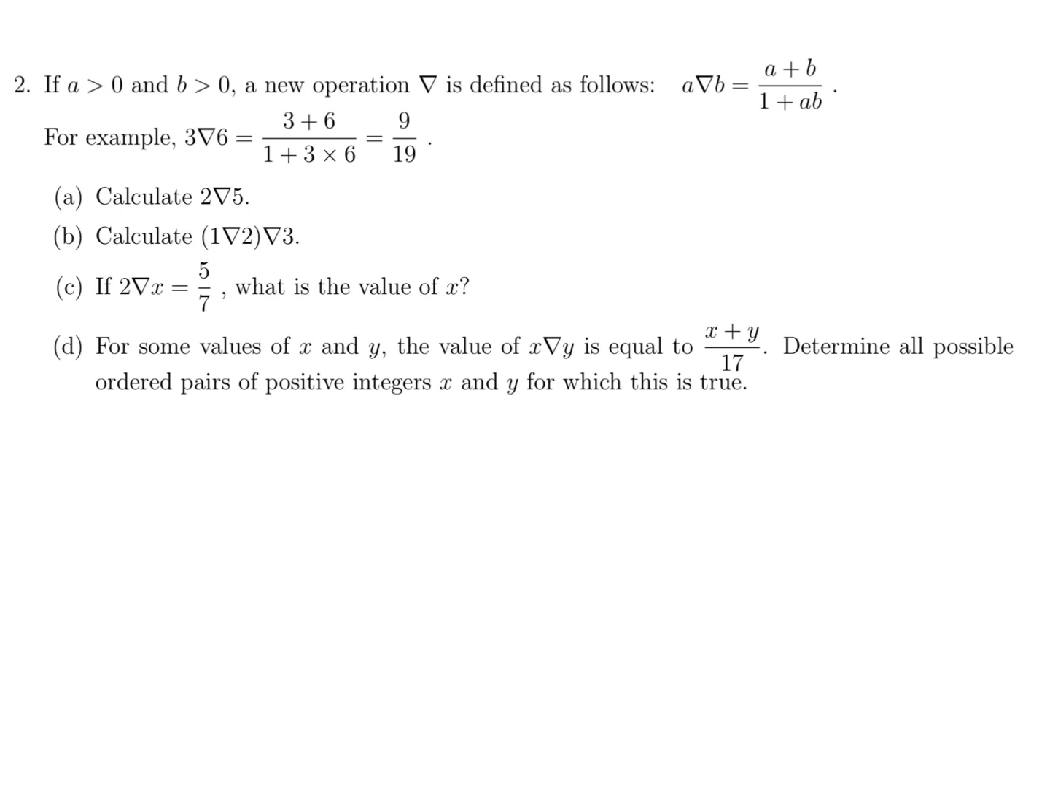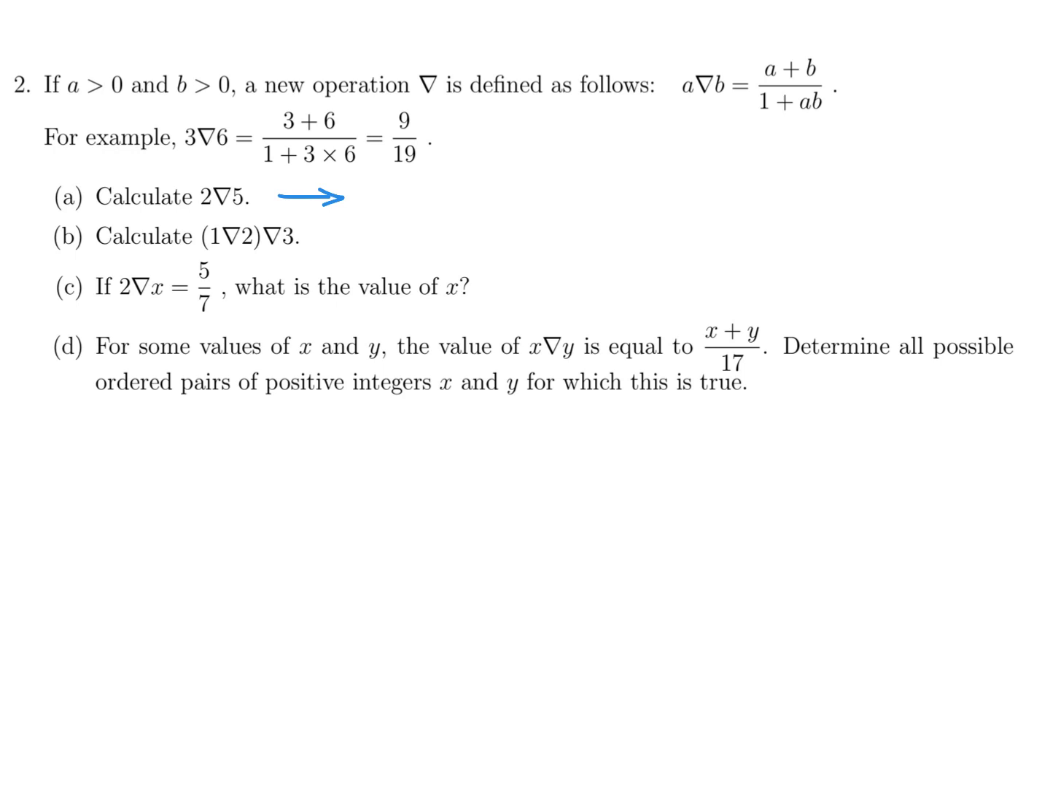If A is greater than 0 and B is greater than 0, a new operation, a symbol, is defined as follows. A symbol B is equal to A plus B over 1 plus A times B. For example, 3 symbol 6 is equal to 3 plus 6 over 1 plus 3 times 6, which is 9 over 19. Calculate 2 symbol 5.